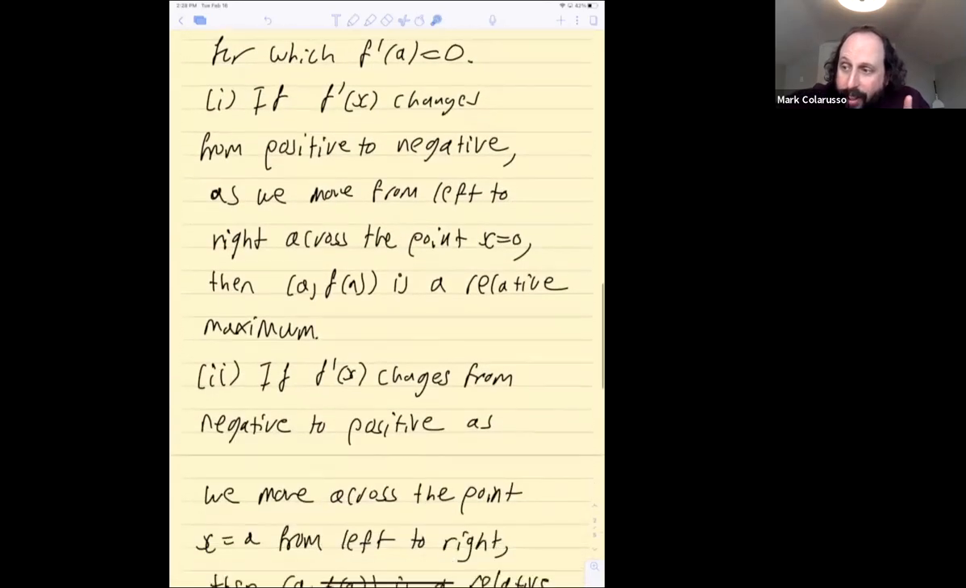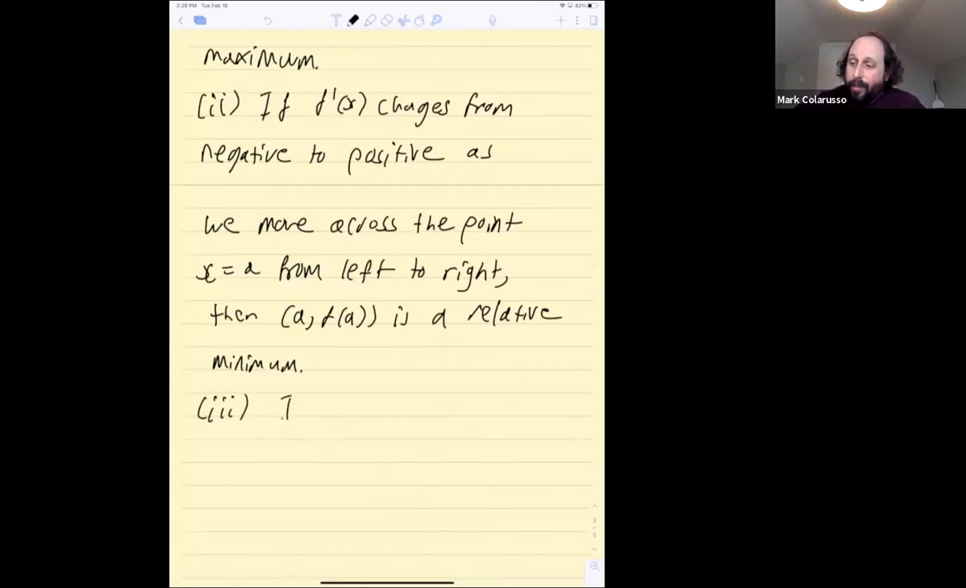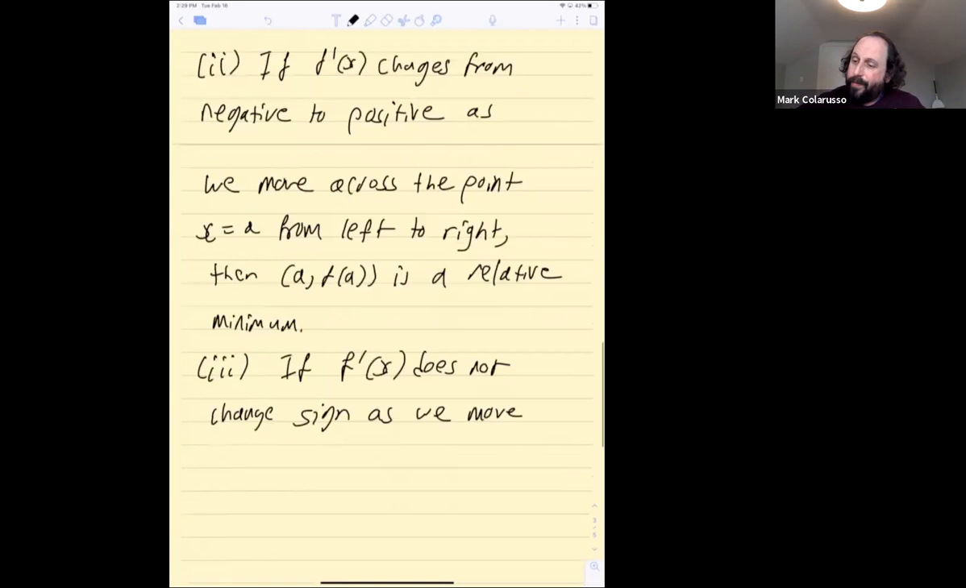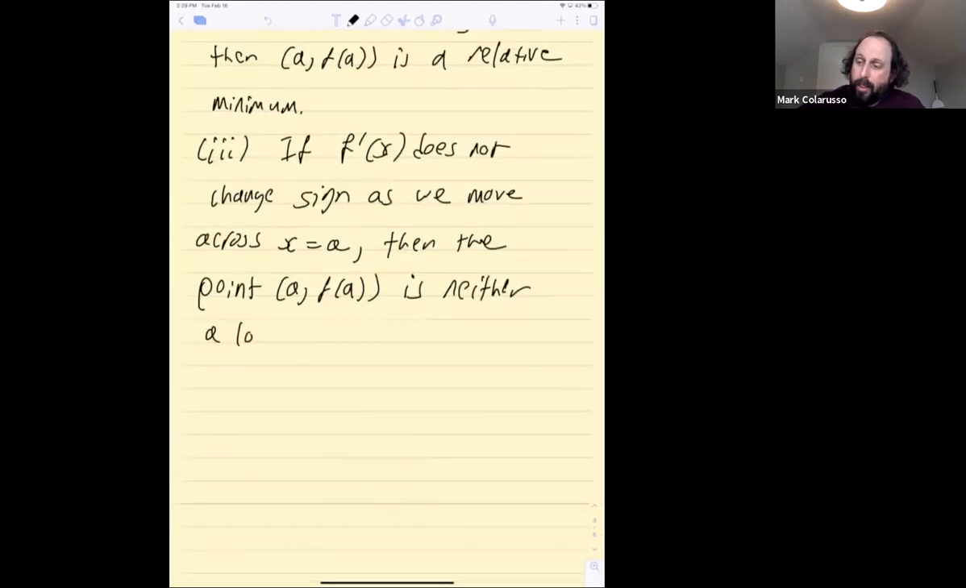Now, there is a third thing that can happen that I didn't mention to you, but you should be aware of because you will see it. If f prime at x does not change sign as we move across x equals a, then the point f at a is neither a local min nor a local max.